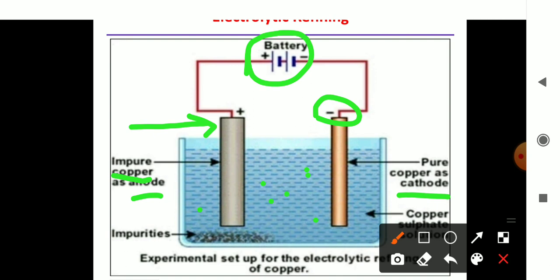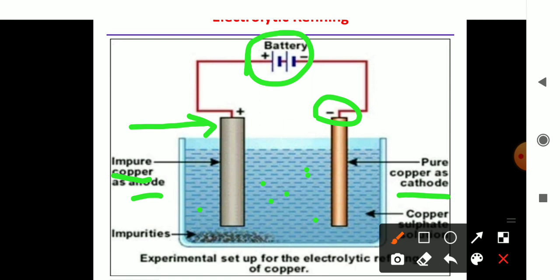Whatever metal we are refining, that metal's salt should be taken as the electrolytic solution. If you refine silver, the solution must be silver nitrate, and so on. If you refine gold, then this electrolytic solution must be a salt of gold, or a chloride likewise. So these 3 are the essential components of electrolytic refining. What are they? Anode, cathode, and electrolytic solution, and finally a power source, that is battery.